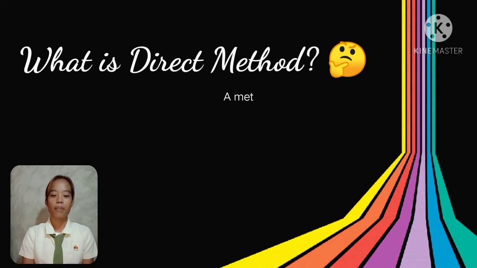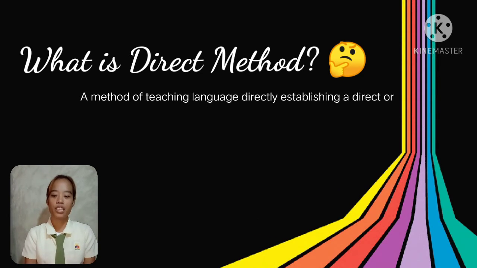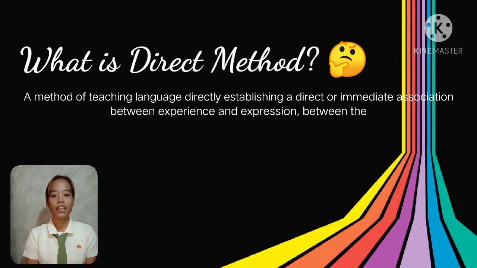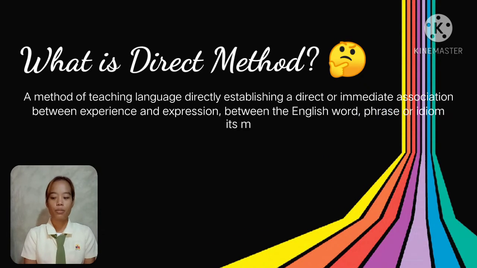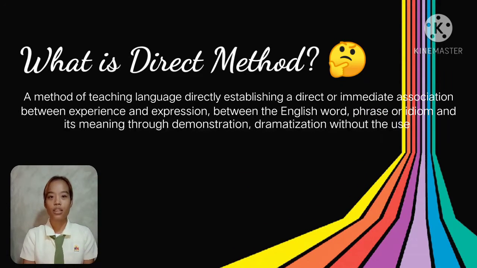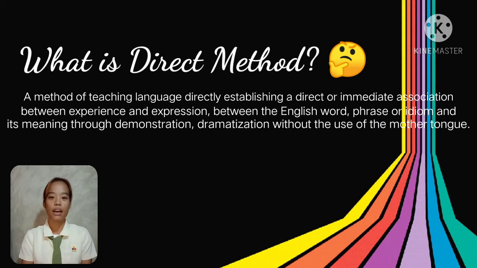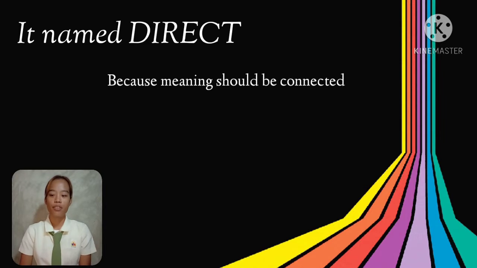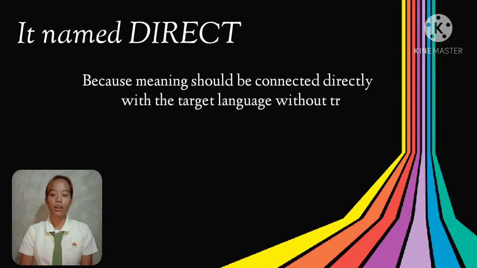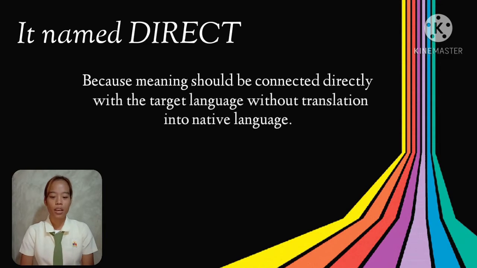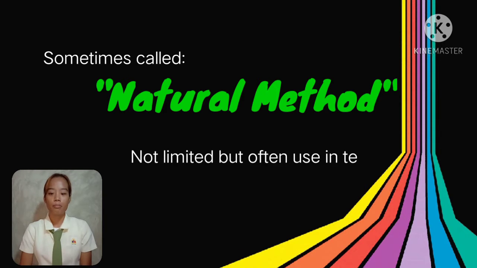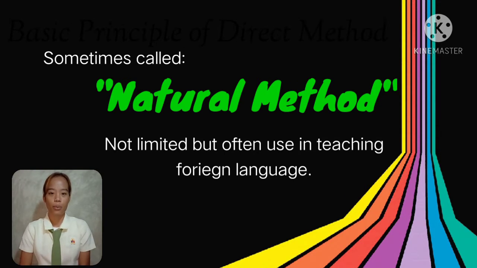Direct method is a method of teaching language directly, establishing a direct or immediate association between experience and expression, between the English word, phrase, or idiom and its meaning through demonstration and dramatization without the use of the mother tongue. Meaning should be connected directly with the target language without translation into the native language. Direct method, sometimes called natural method, is not limited to but often used in teaching foreign language.